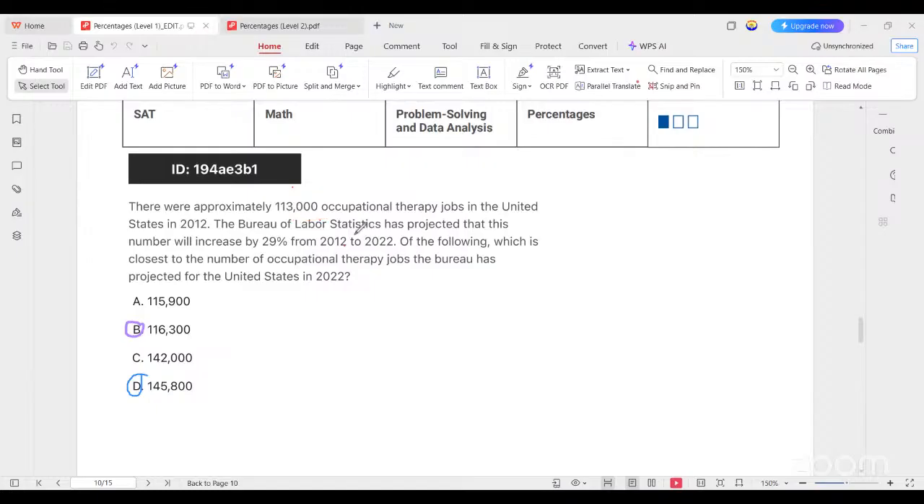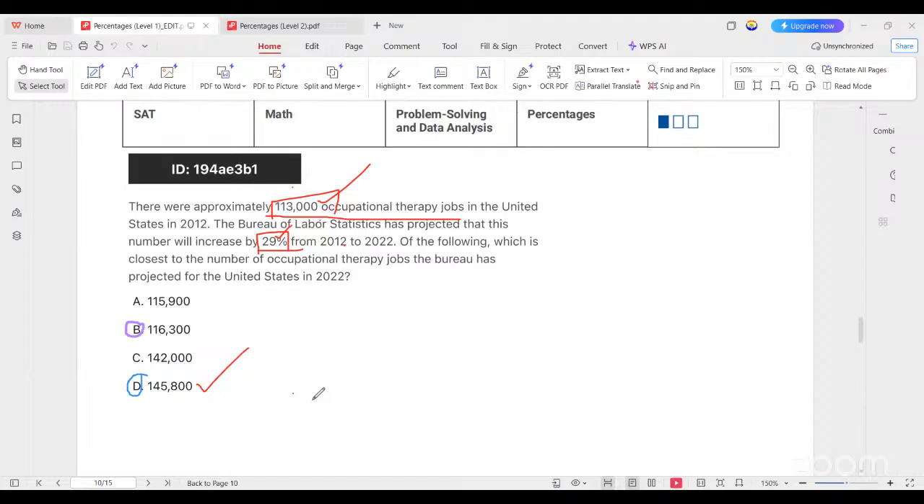Yep, that's it. 29% on this number, that's all that matters to us, nothing else. So there will be an increase, 20% extra. So what is the next? So 129%, this is the answer.